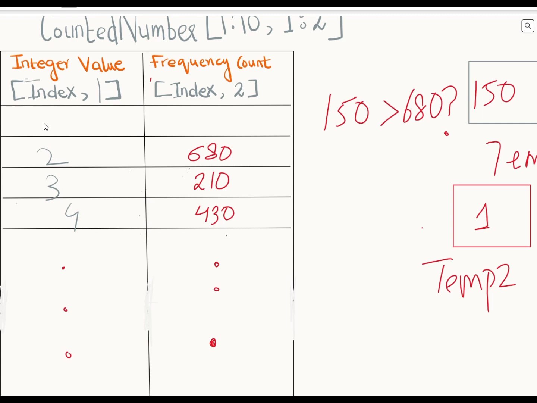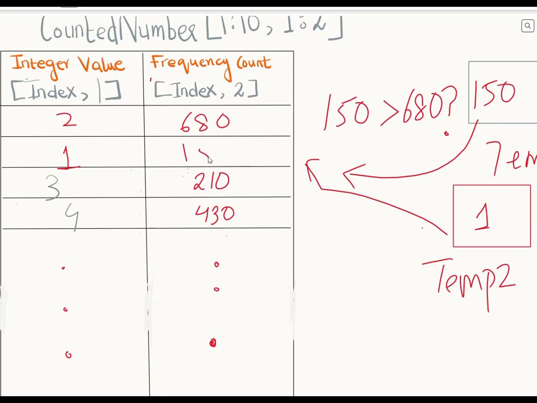I want to swap this second one up there because it's greater. So 680 would go up there as well as the 2. Now, as you can see, these both moved upwards. So it means that the second position is empty now. Now we are going to store this value that we saved in our temporary variables back into the second position. So 1 will be here and 150 will be here. Our swapping is successful.